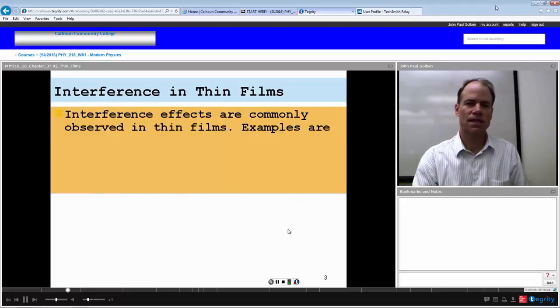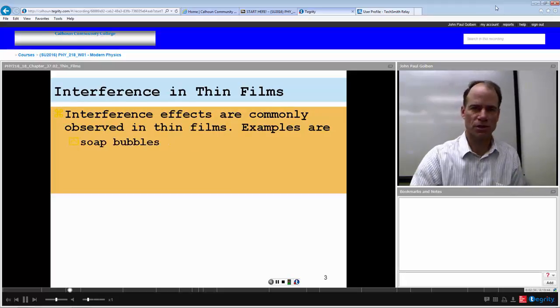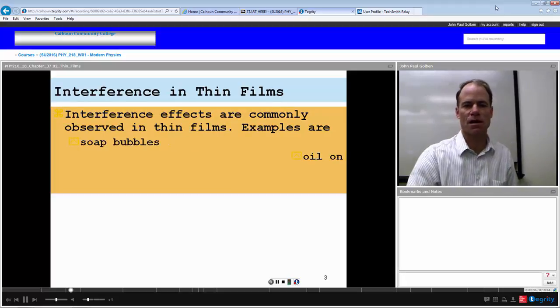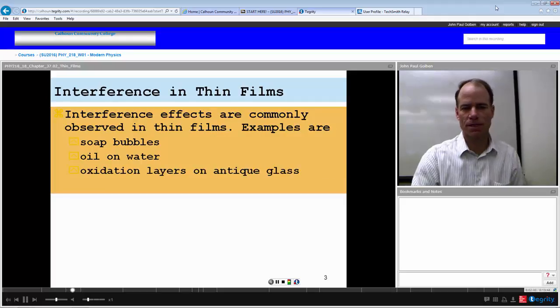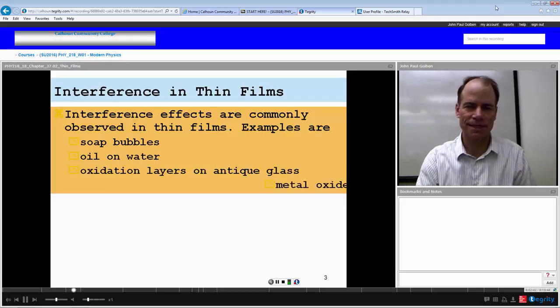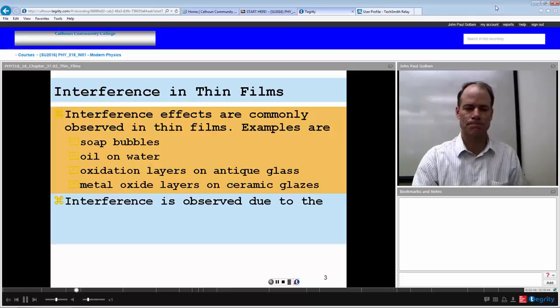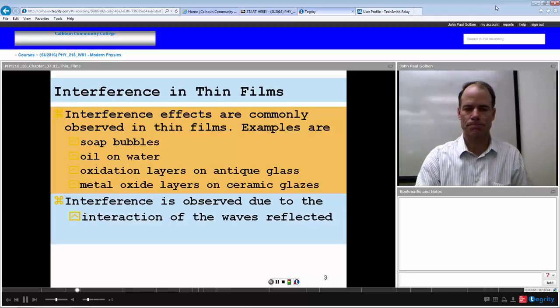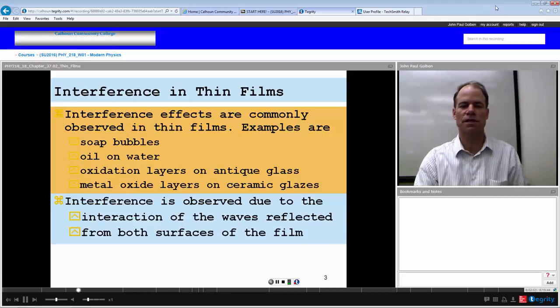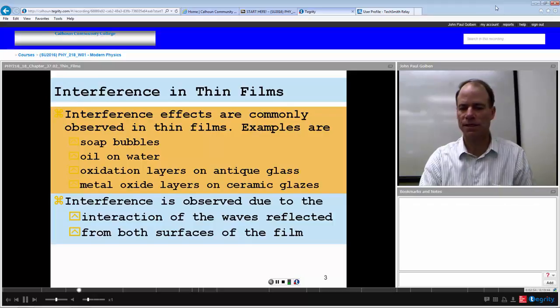So this gets us to interference in thin films. They're commonly observed in thin films. Examples are soap bubbles, oil on water, oxidation layers in antique glass, and metal oxide layers on ceramic glazes. Interference is observed due to the interaction of the waves reflected from both surfaces of the thin film.